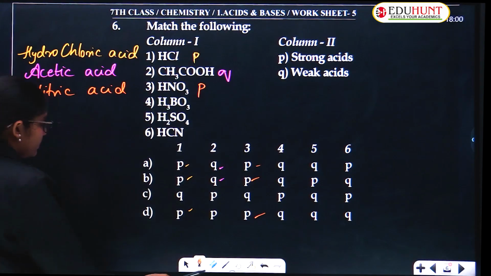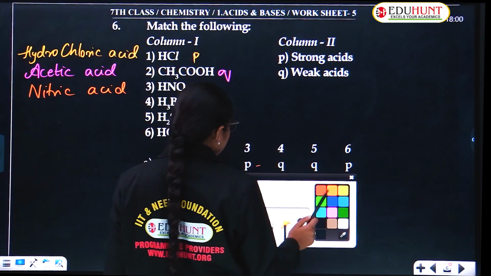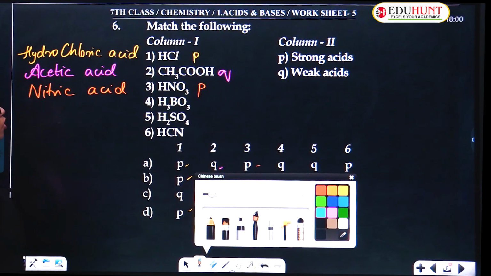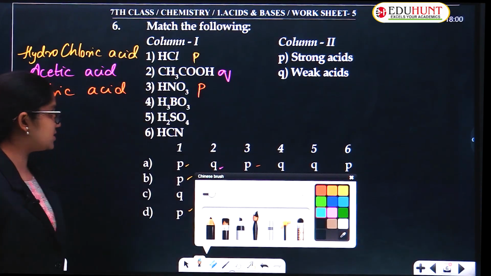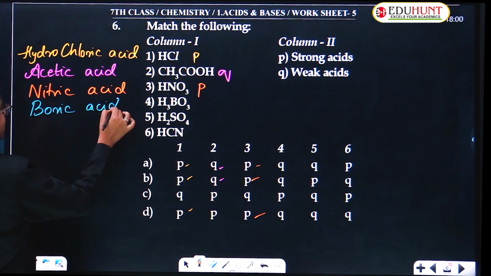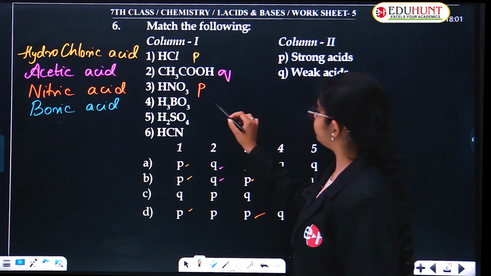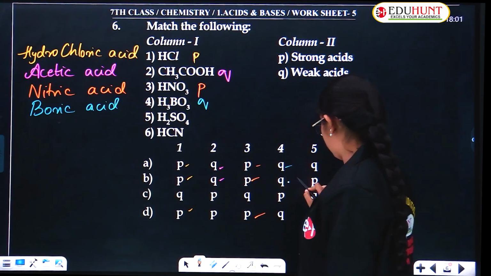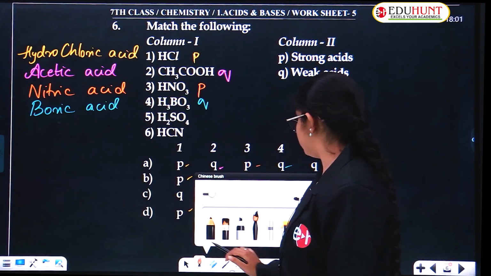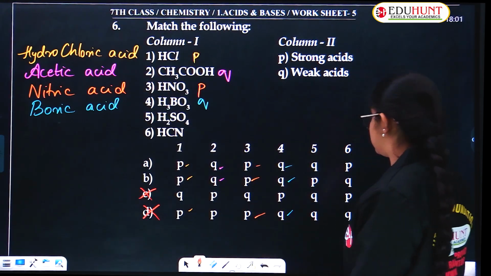Okay. Next is H3BO3, which is called boric acid. Which acid, children? Boric acid. Is boric acid a strong acid or a weak acid? It is a weak acid. Very good. Q. Okay. So we can eliminate option C and option D. We'll see. The competition is between A and B.